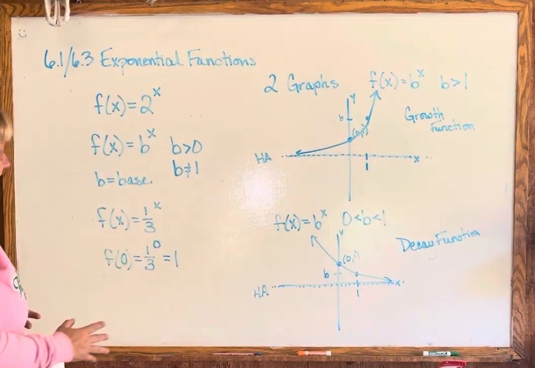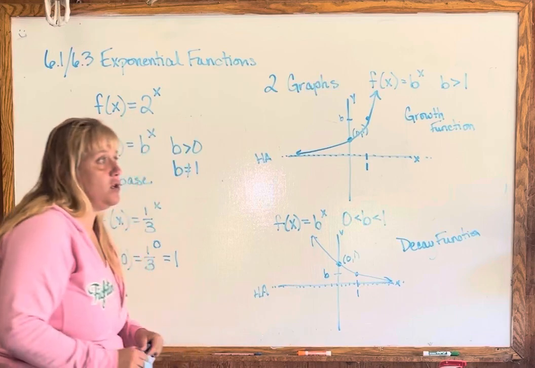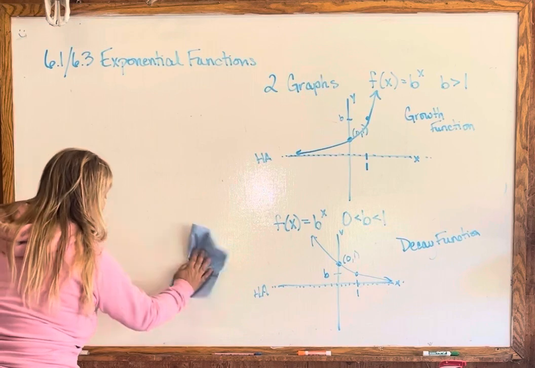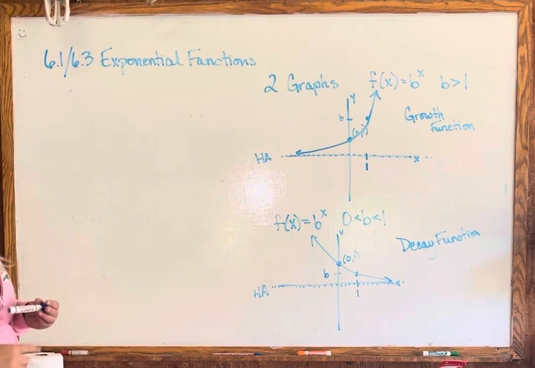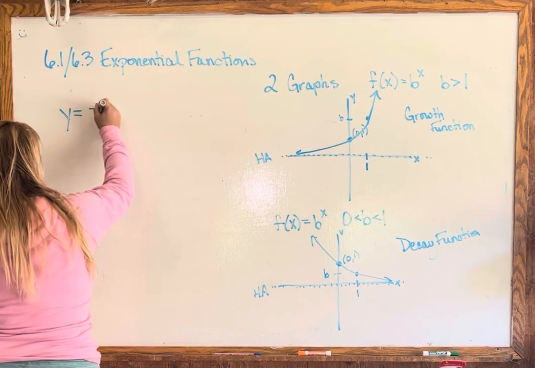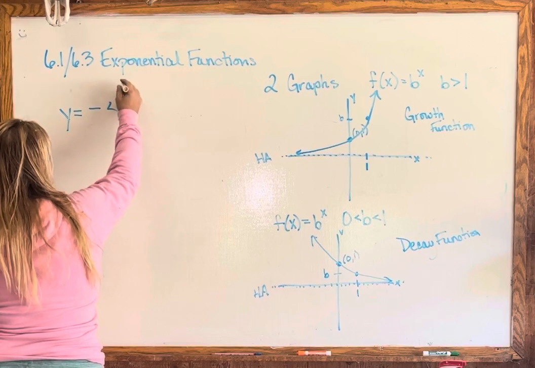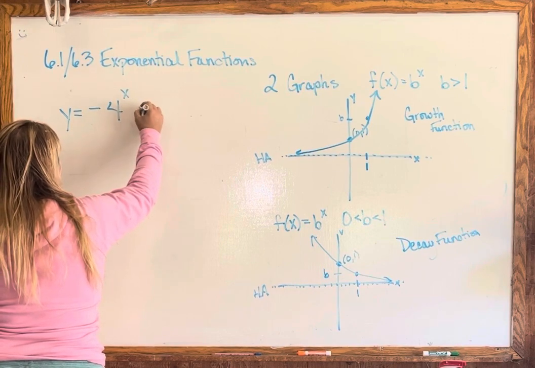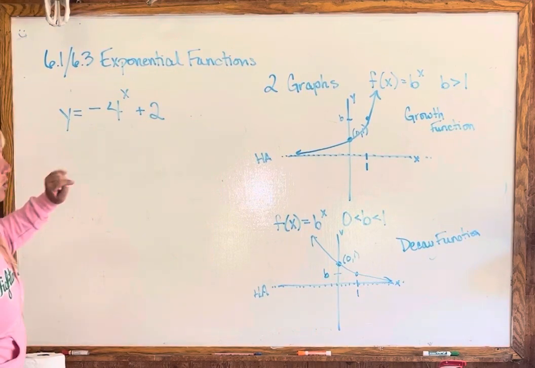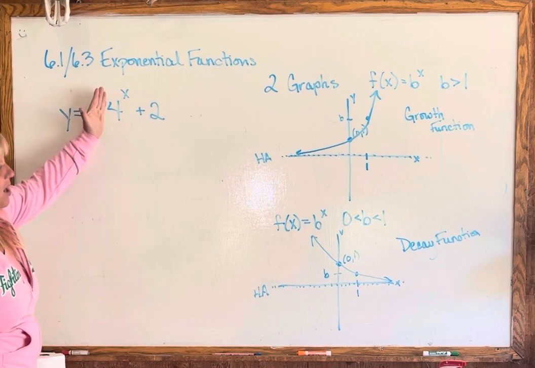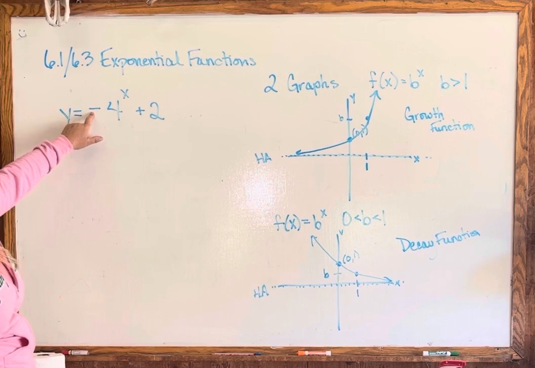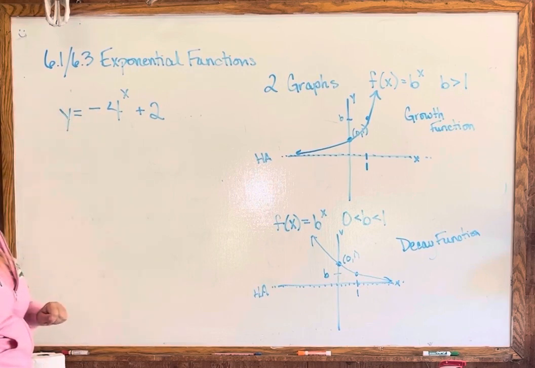So we've got two graphs, the growth and the decay, and then some things we want to do with them. Let's see if I have a better erasing the board situation here. We want to be able to use our transformations to move them around. The first one I'm going to give you is y = -4^x + 2. Now, I told you that b was never going to be negative, and it's not. b is 4. The negative is one of our transformations, isn't it? The negative goes boop and turns it over.